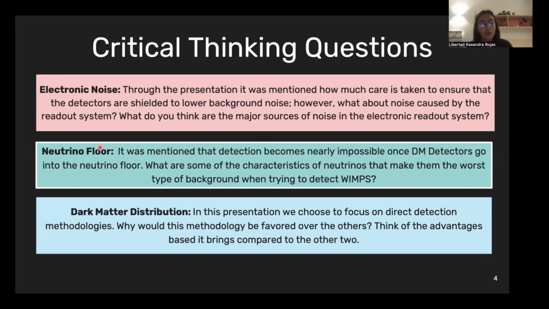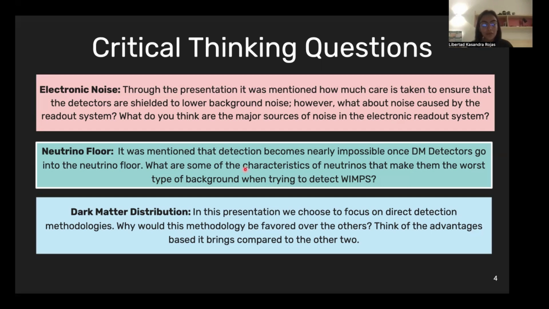Now, when it comes to the neutrino floor, I briefly mentioned that neutrinos are really annoying in terms of background. They're the most annoying type of background when it comes to detecting specifically WIMPs, this type of dark matter candidate. I just wanted you to think about a few of the characteristics that make them such a bad background, more specifically, in detail.